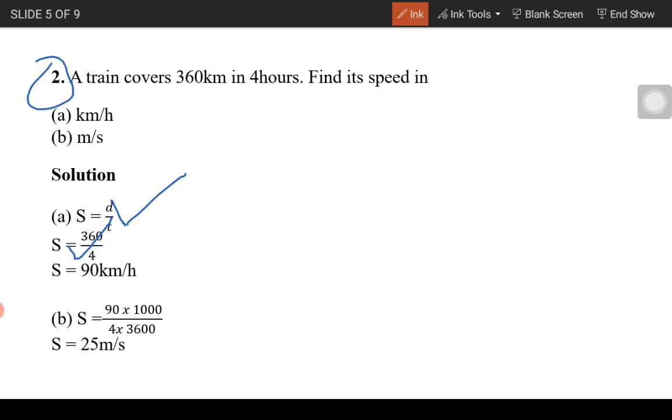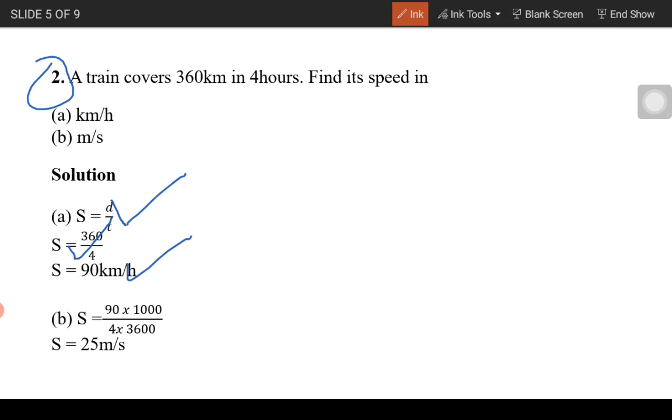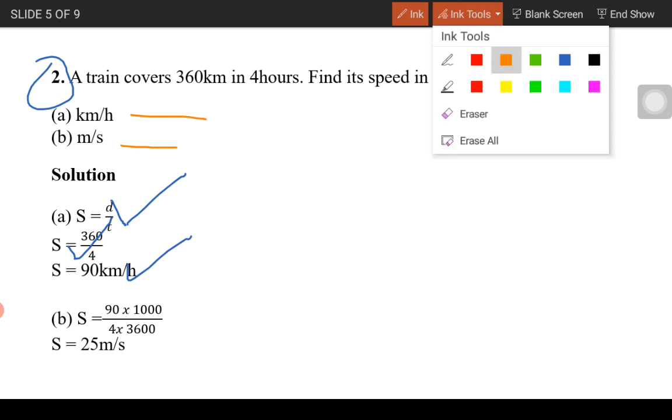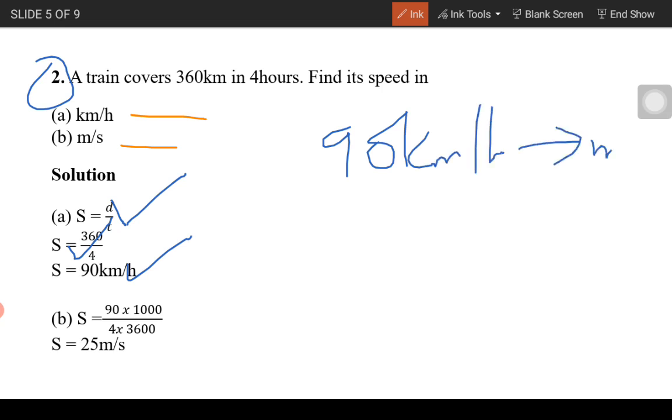And this is in hours, so it is 90 kilometers per hour, which is the first part of the question. The first part of the question is here, then the second part of the question is there. The second part is asking us to get the answer in meters per second. So we are converting 90 kilometers per hour to meters per second.